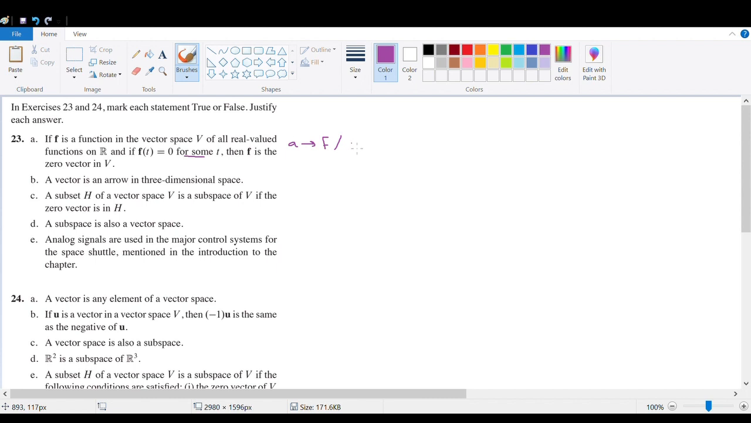We need all t, not some t. For B, a vector is an arrow in three-dimensional space. Here we cannot say that every arrow is a vector. So this one is false. B is false. Not every arrow is a vector.